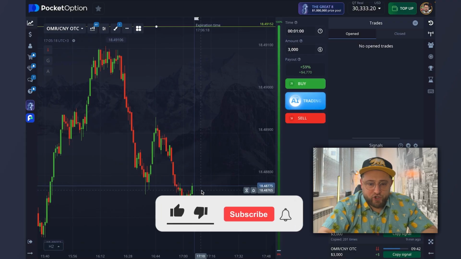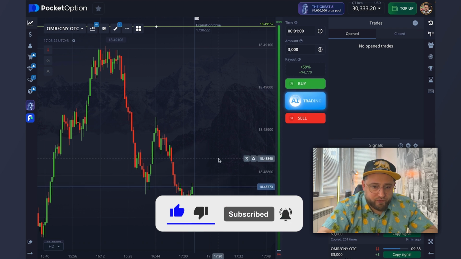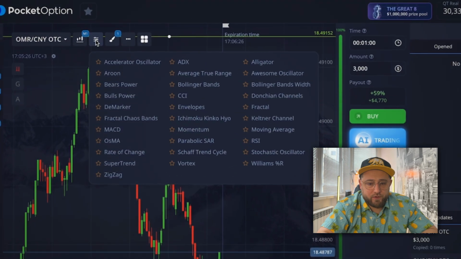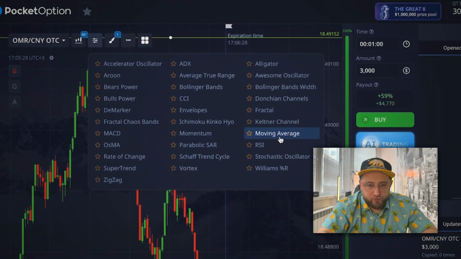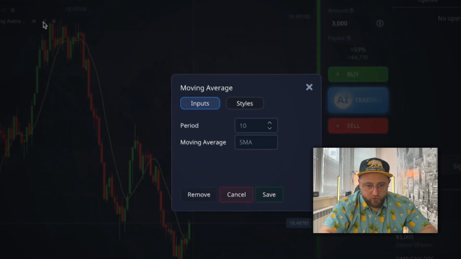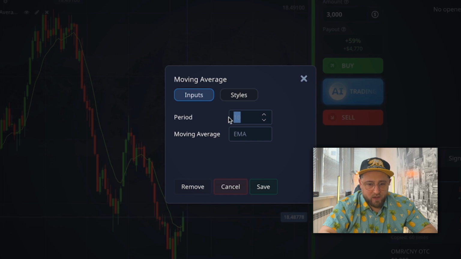Alright guys, let's jump to Pocket Option. Today we will make money for traveling and that's what we will use. First, we will choose smoothing averages. The first moving average will be EMA 20. Yes, we pick EMA. The period will be 20.